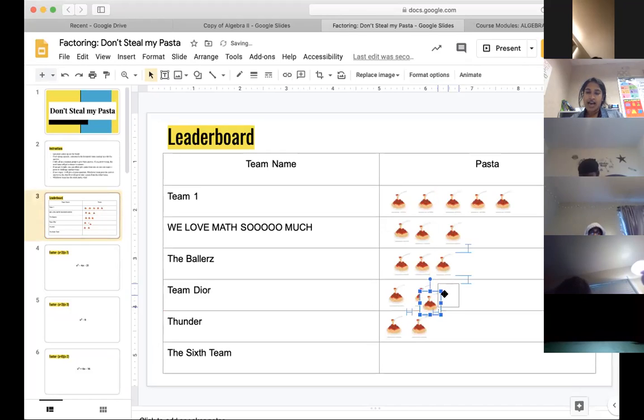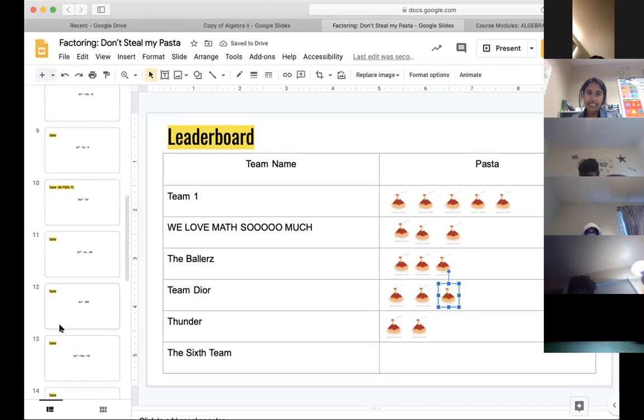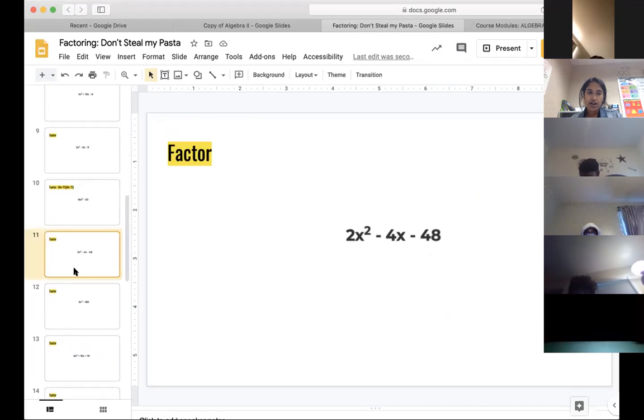All right, and then the last question for today. Here we go. Factor 2x squared minus 4x minus 48. 2x squared minus 4x minus 48. 2 minutes in your breakout rooms.